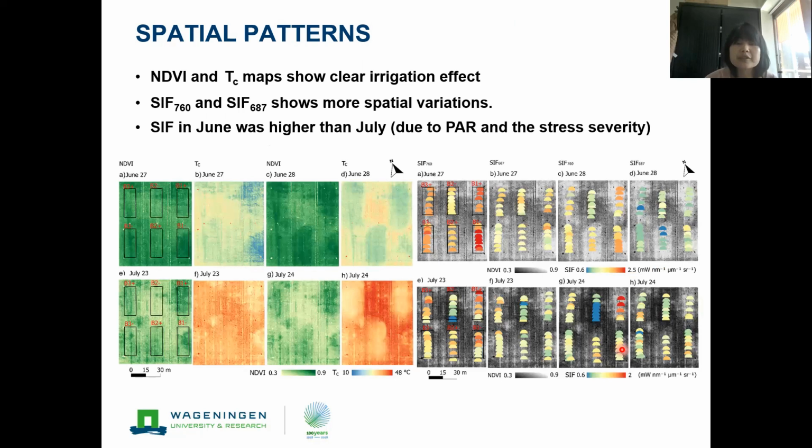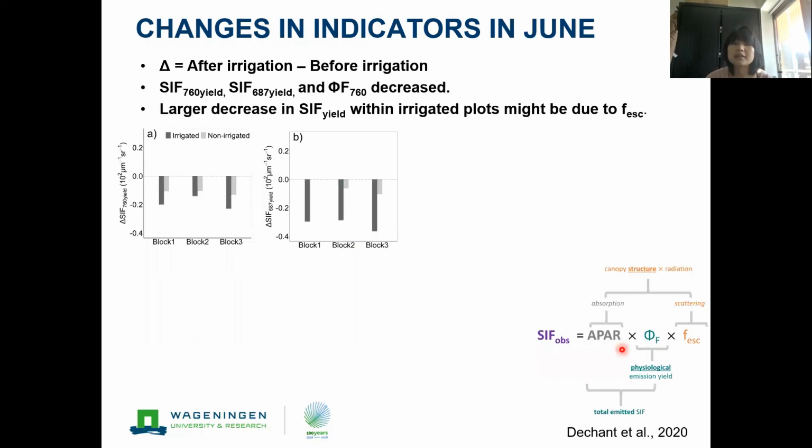So these two figures can give us an assessment of the parameter performance, but we cannot directly see the changes in these indices between before and after irrigation. Then we use the delta value to further look at these changes. The delta value is the value after irrigation minus the value before irrigation. Here we focus on the physiological parameters: SIF yield, the fluorescence emission yield, and also the SIF ratio.